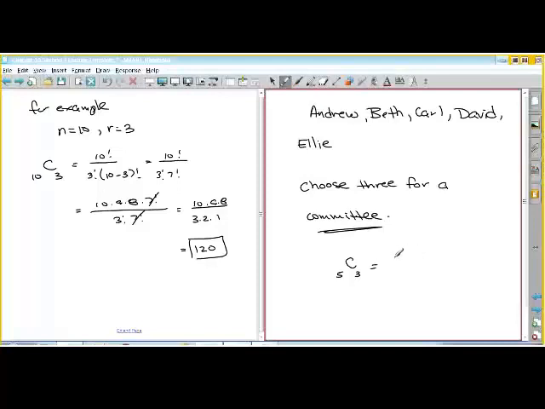So you get n factorial. Let me write it out. I have it memorized, but you guys don't. N factorial over r factorial times n minus r factorial. So since we've just identified those, let me write them down. So we've got n is equal to 5, r is equal to 3. So you plug those in, 5 factorial divided by 3 factorial times 5 minus 3 factorial.